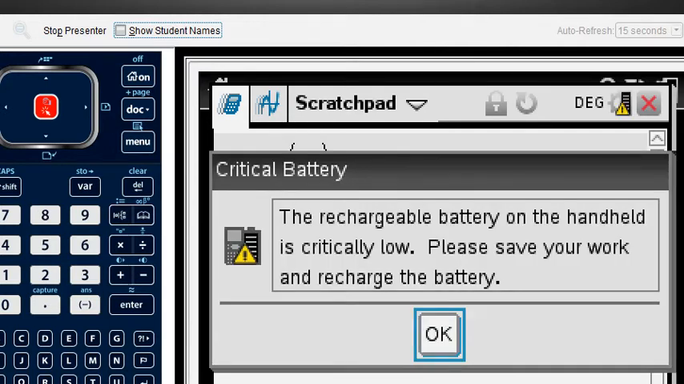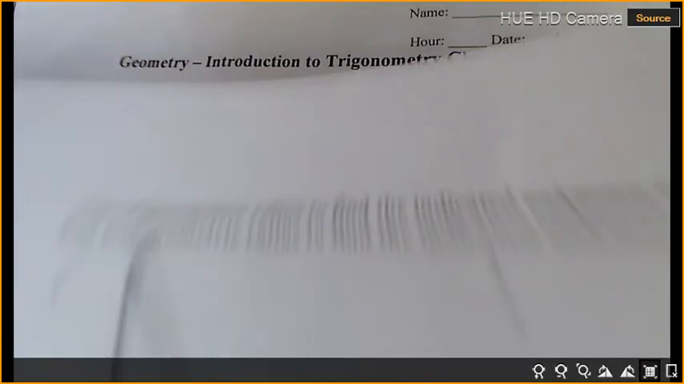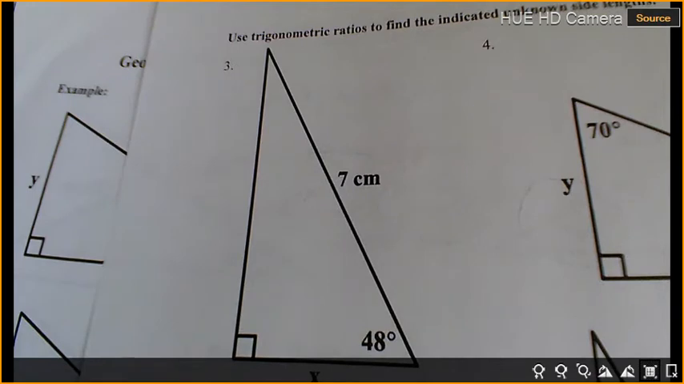So we're going to go back to our paper. There we go. Okay, so we get 9.33 centimeters. And that is the length of x. Let's turn it over and do a couple more in the back. Let's look at number 3.